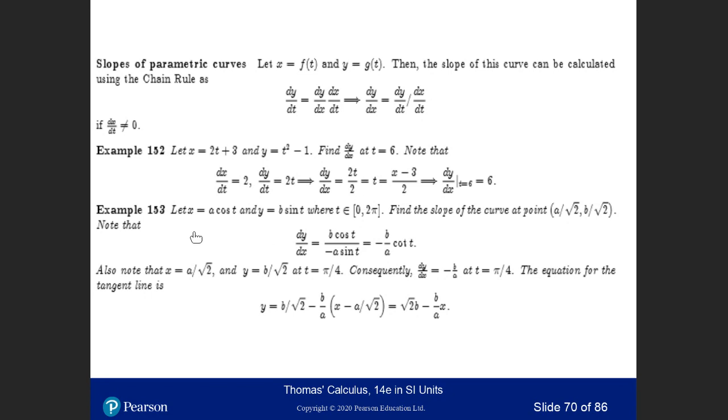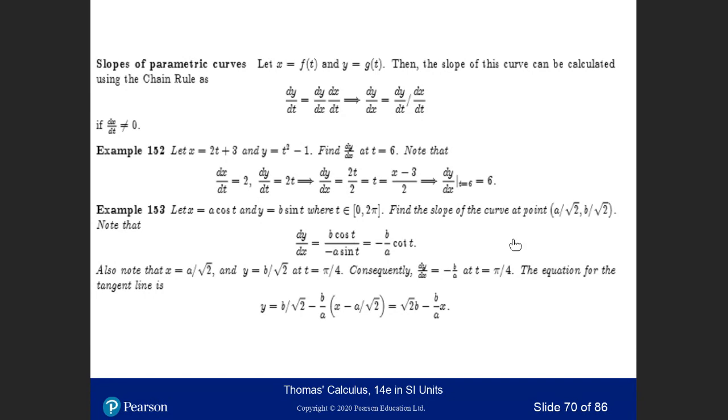Now let's look at this example. x is equal to a times cosine t, and y is equal to b times sine t. t changes between 0 and 2 pi. That's an ellipse, we know. Find the slope of this curve at the point (a over square root of 2, b over square root of 2). dy/dx is equal to dy/dt, which is b cosine t, divided by dx/dt, which is minus a sine t.